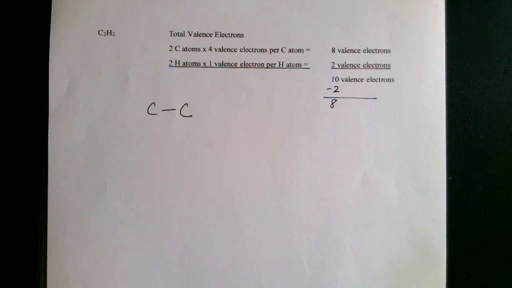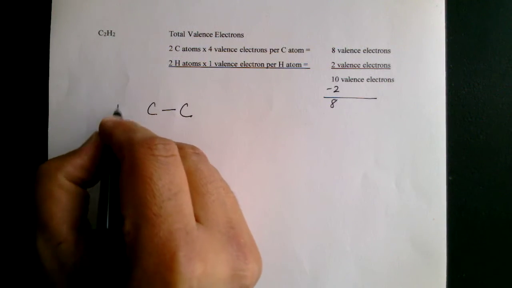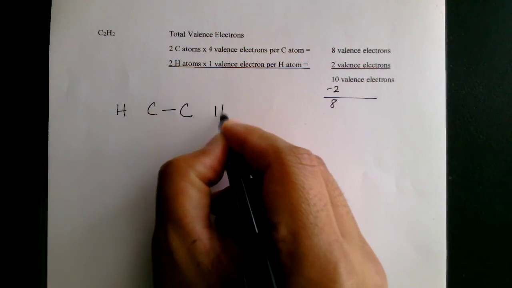Next, we'll add the hydrogen atoms to the outside of the chain. Recall, hydrogen atoms can only form one covalent bond. Therefore, hydrogen atoms can only be on the outside of the chain. Like we saw with ethene, we'll evenly distribute the hydrogen atoms.